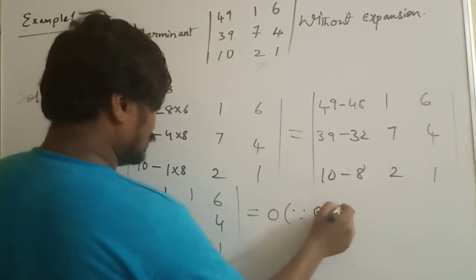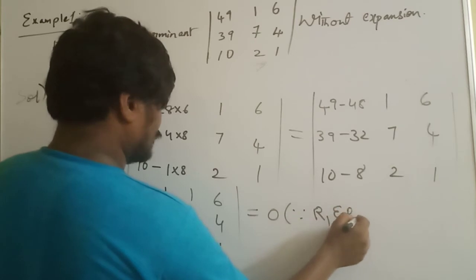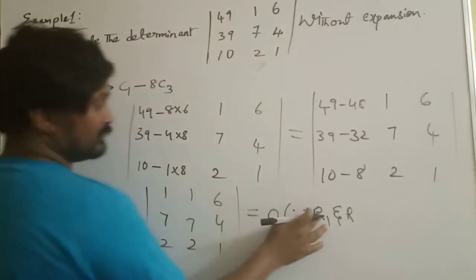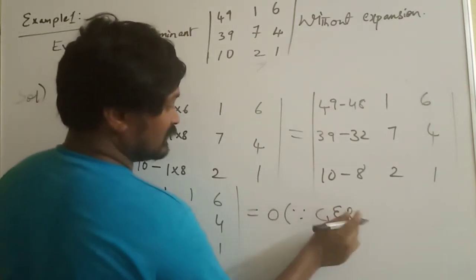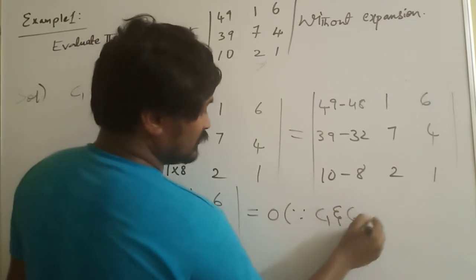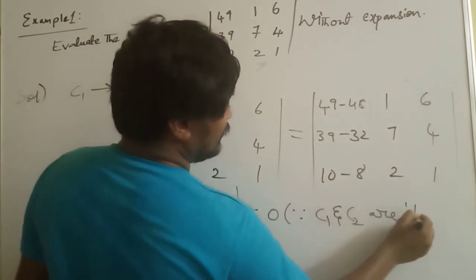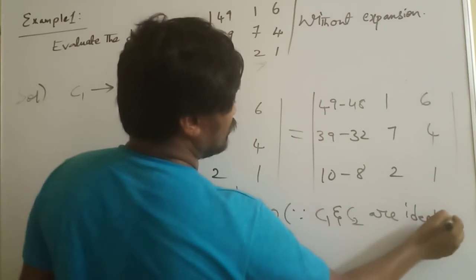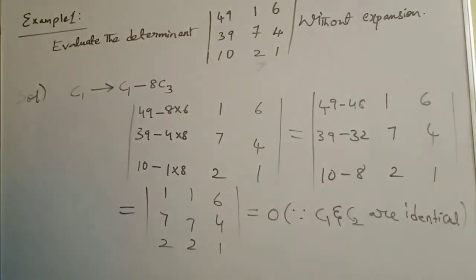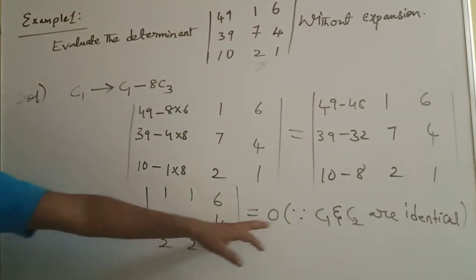C1 and C2, sorry, it is C1, C2. So you can write that C1, C2 are identical. Identical means same. Because of that reason it becomes 0.